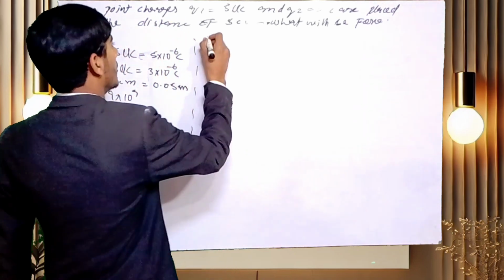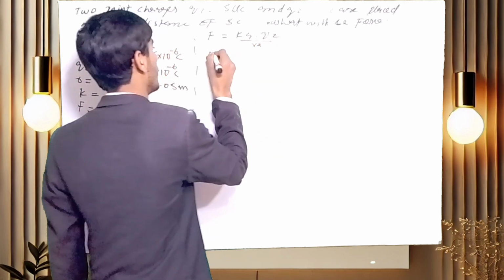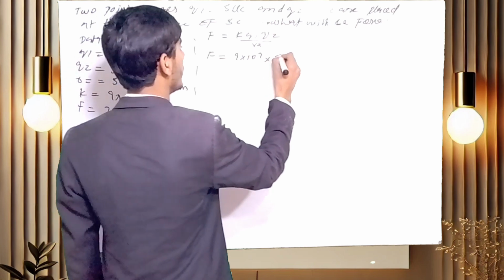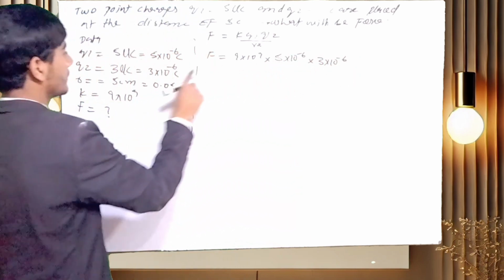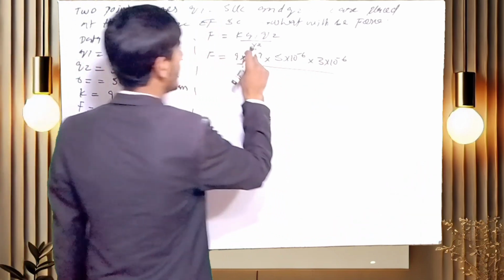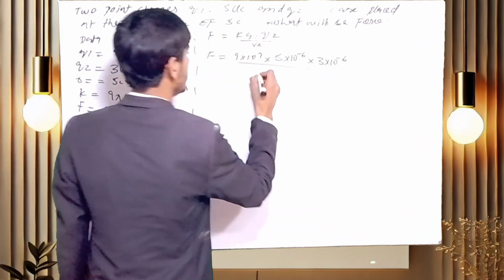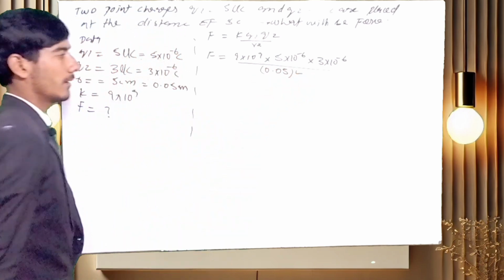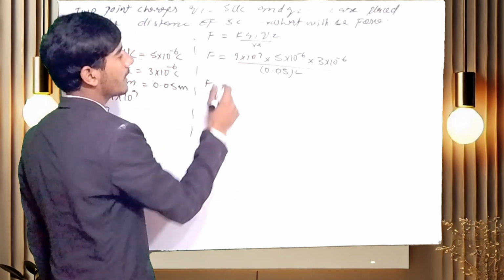So F is equal to K Q1 Q2 divided by R square. F is equal to 9 into 10 power 9 multiplied by Q1, which is 5 into 10 power minus 6, multiplied by Q2, which is 3 into 10 power minus 6, divided by R square. What is R? R is equal to 0.05. So it will be squared, because R is square.